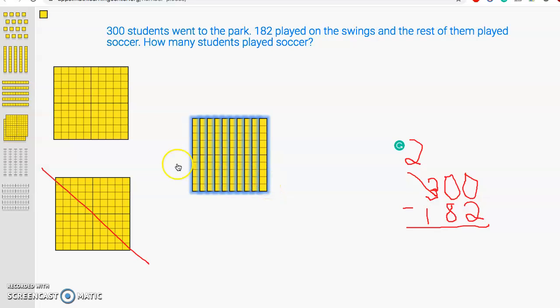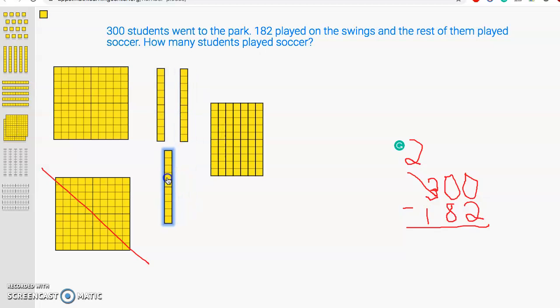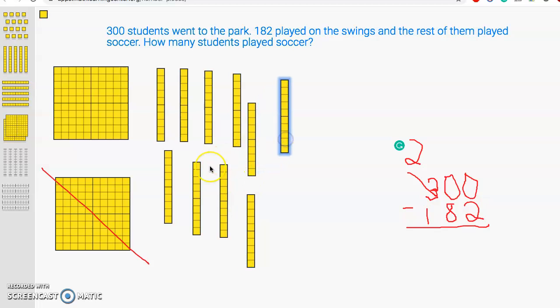Okay, so I have 1, 2, 3, 4, 5, 6, 7, 8, 9, and 10. So I have 10 tens now. So now I can take this and cross it out. And now I can move over to my ones.